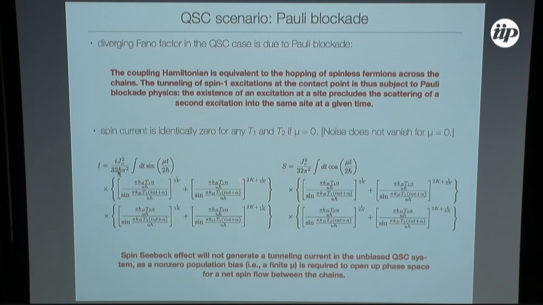Now, you can also go to zero temperature. Let's say you go to the completely zero temperature limit, you could still get finite noise and current. And that's the limit that we're interested in. Basically, the temperature is very low compared to the population bias.